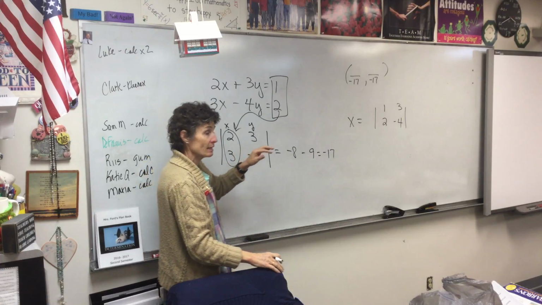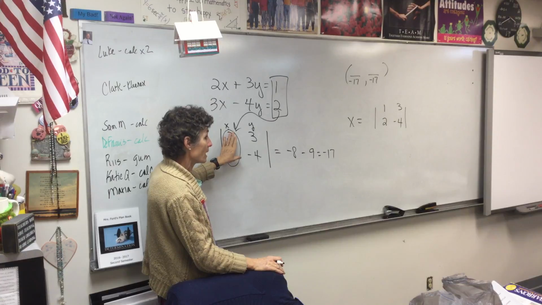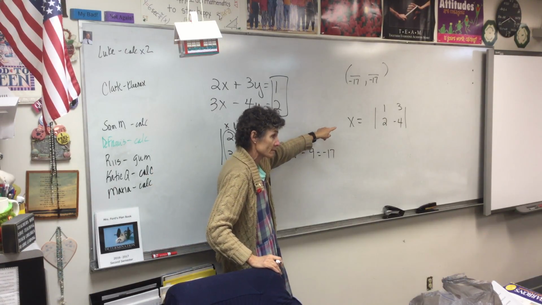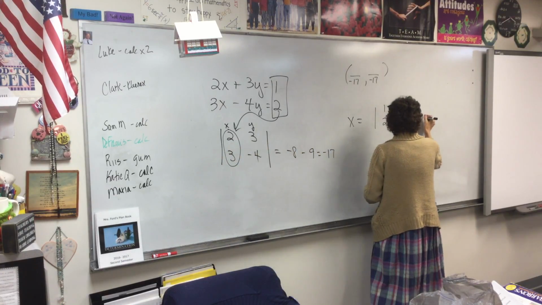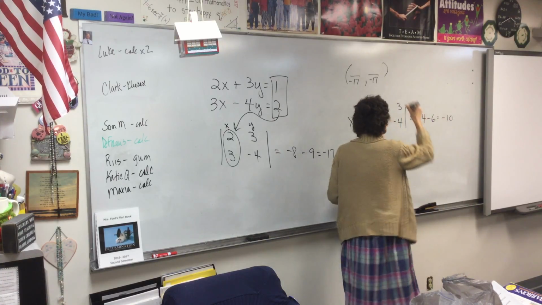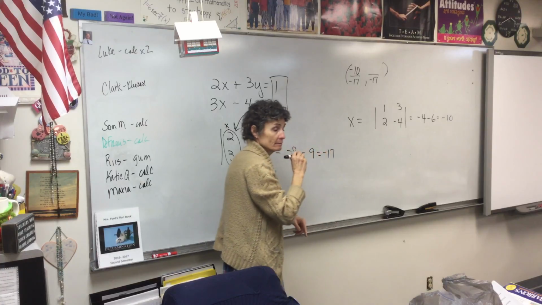Okay, so everybody see what I did? I took the 1 and the 2 and pasted them on top of the x numbers because I'm solving for x. Now, what's this determinant? Negative 4 minus 6, it's negative 10. That's the numerator for your x.